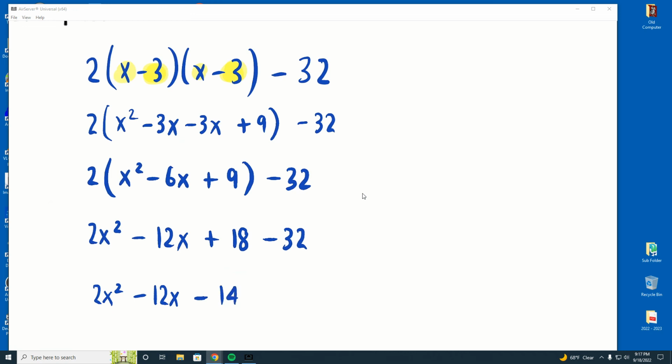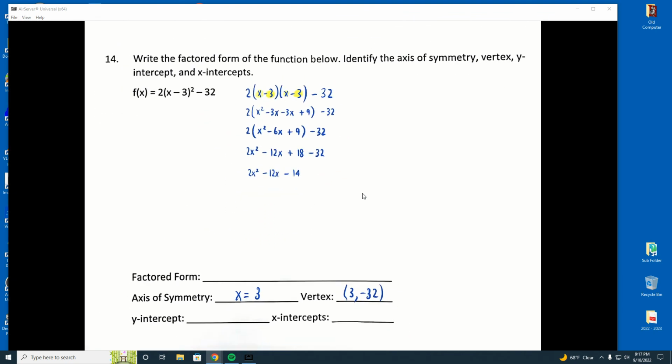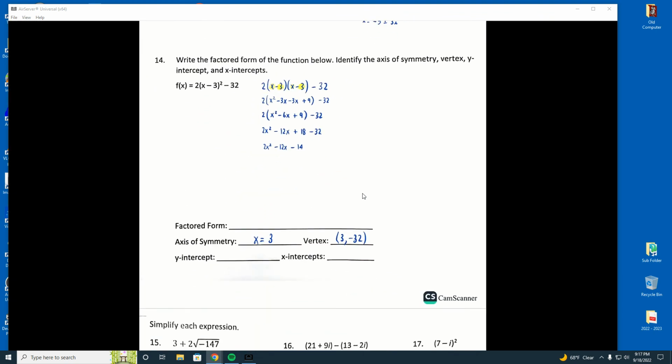Okay, so there you have it. When it's in standard form, what do we know? We know the y-intercept. The y-intercept is right here at 0, negative 14. Okay? All right, next. We're now ready to find the factored form.